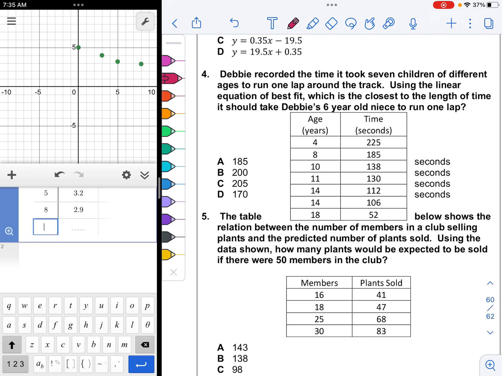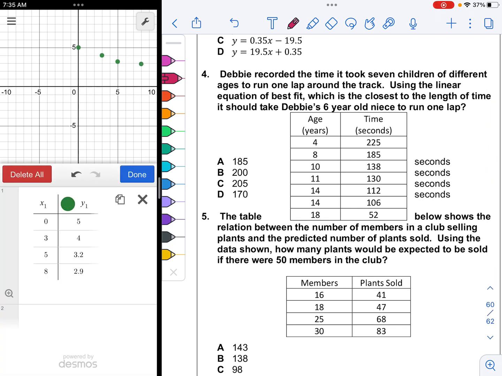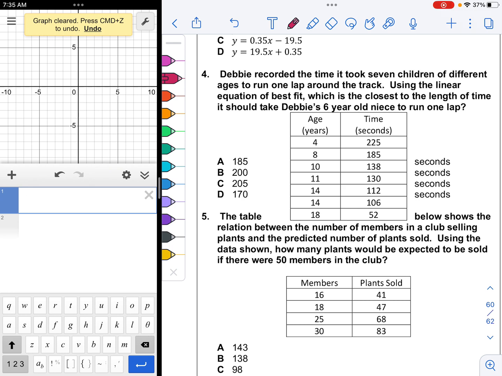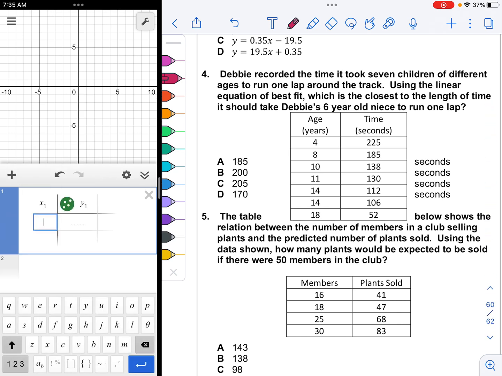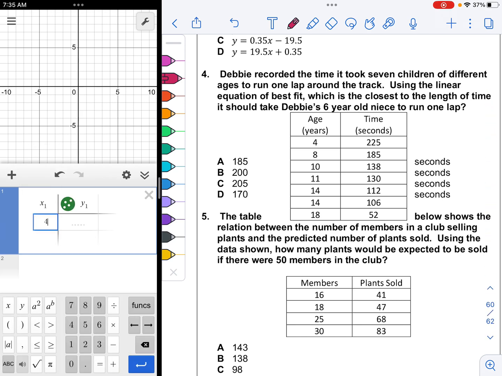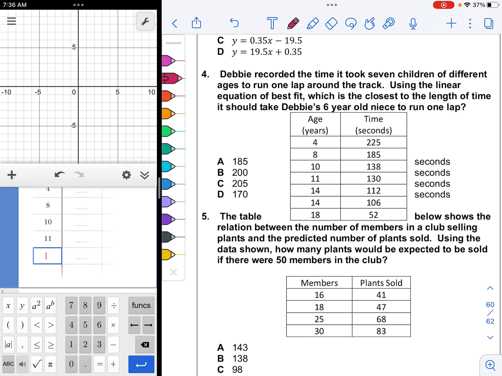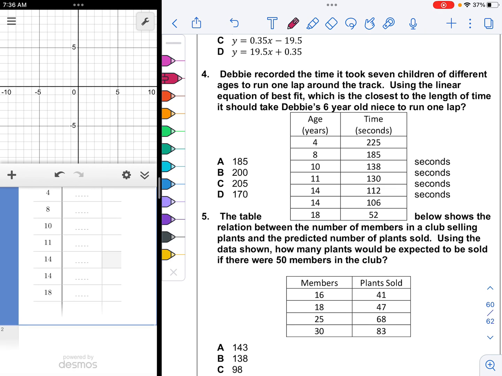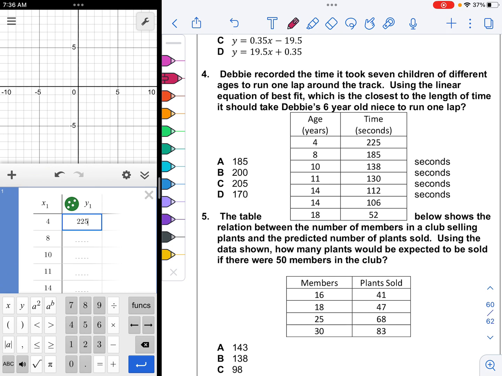All right, looking at problem number 4, again, we're going to go ahead and clear our calculator every time. That way we always start with a fresh calculator. Debbie recorded the time it took 7 children of different ages to run 1 lap around the track. We're going to go ahead and put in Debbie's table here. We've got 4, 8, 10, 11, 14, 14, and 18. We can go ahead and put in those data, 225. You can type this in on your own so you can follow along.